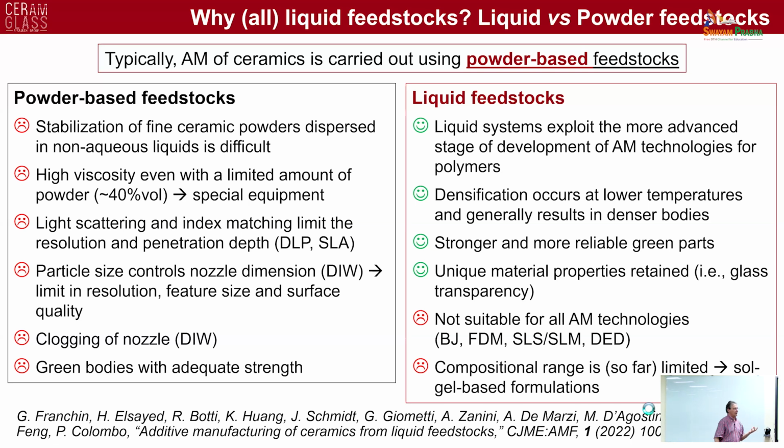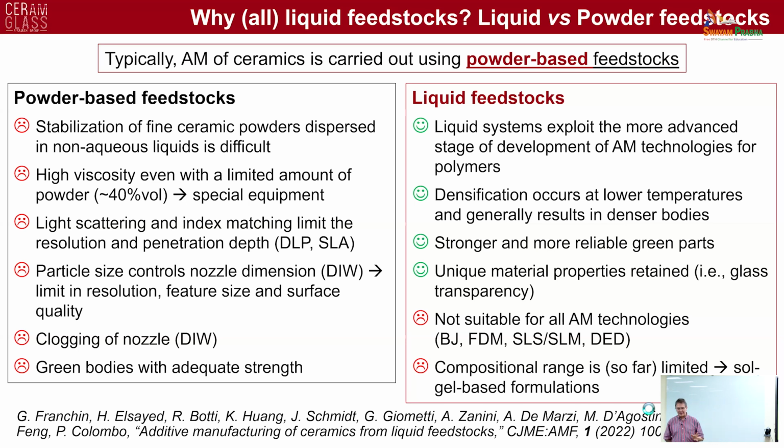So if you're using fine ceramic powders, and you're using VAT photopolymerization technologies, then using fine powders will lead to a very high viscosity. You need to use, ideally, special equipment, which is not cheap. And in any case, you're limited in the amount of powders that you can use physically. And then I mentioned that the stabilization of fine ceramic powders in the slurry is not that easy. And you have issues in terms of the type of material that you can produce.